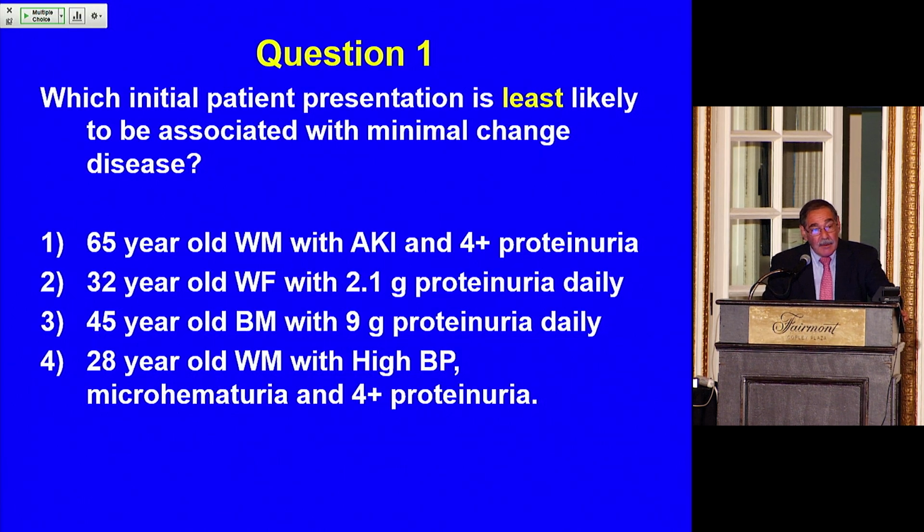So this is the first question here. Which initial patient presentation, patient coming to you the first time, which presentation is least likely to be associated with minimal change disease? Is it the 65-year-old white male with AKI and 4+ proteinuria? 32-year-old white female with 2.1 grams of proteinuria? 45-year-old black male with 9 grams of proteinuria? 28-year-old white male with hypertension, hematuria, and 4+ proteinuria? Which is least likely to be an initial presentation of minimal change disease?